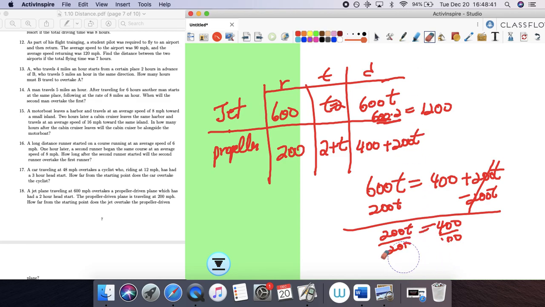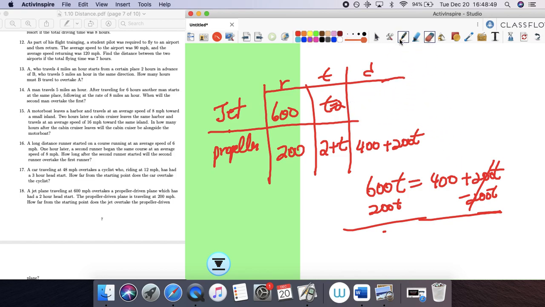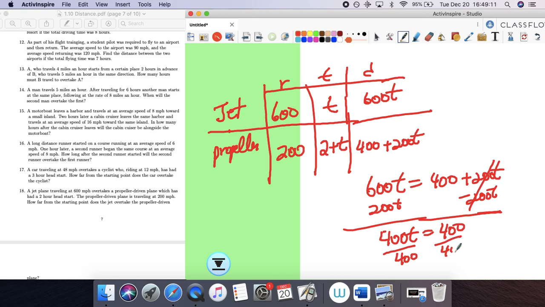So, hang on. Here's my mistake. Erase that, and give me a second before you start yelling that I made a mistake. So going back to this, here's my mistake: 600t minus 200t is actually 400t, equals 400 on this side. Divide both sides by 400. t equals 1.